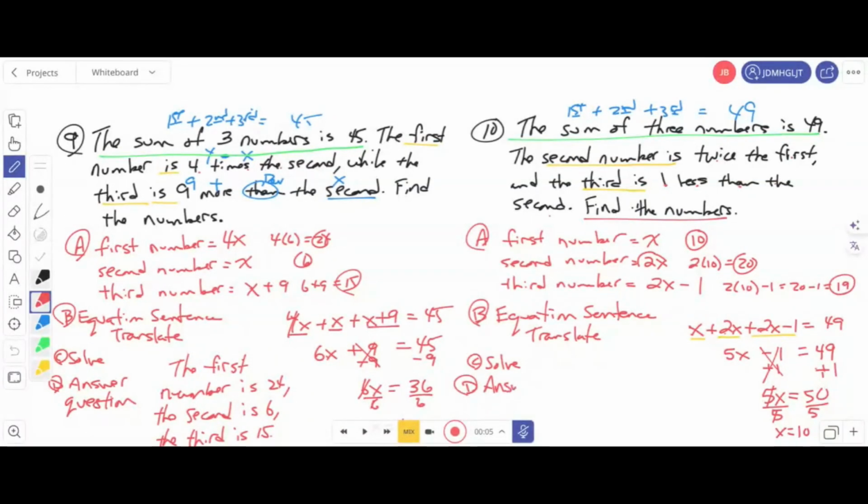Answer the question. The first number is 10. The second is 20. The third is 19.